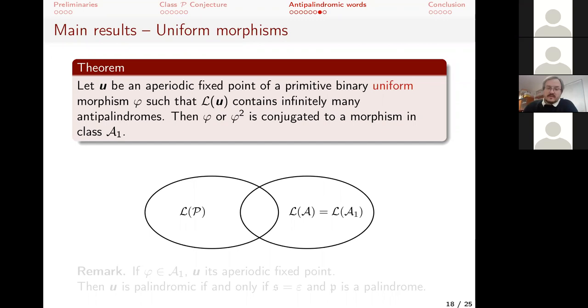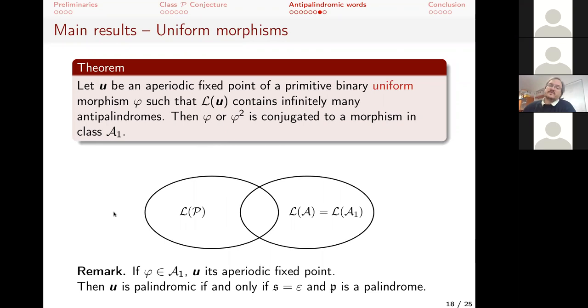Only a small remark about this intersection here of our two sets, LP and LA1. So if you've got a morphism in class A1 and its aperiodic fixed point, then this fixed point is palindromic if and only if the S word in our definition is empty and the P word in our definition is palindromic. So there is a non-empty intersection of these two sets.